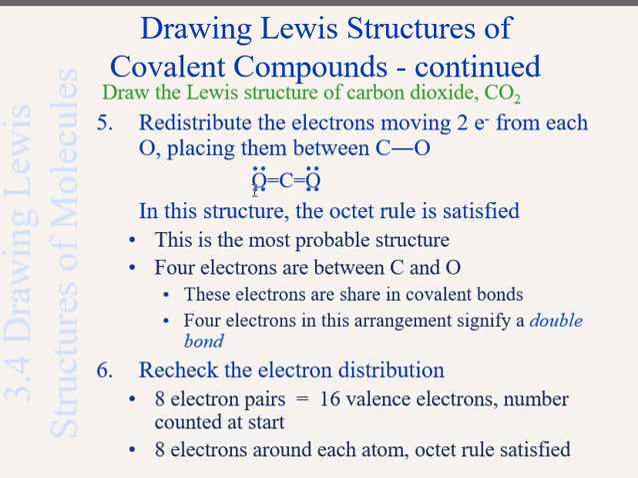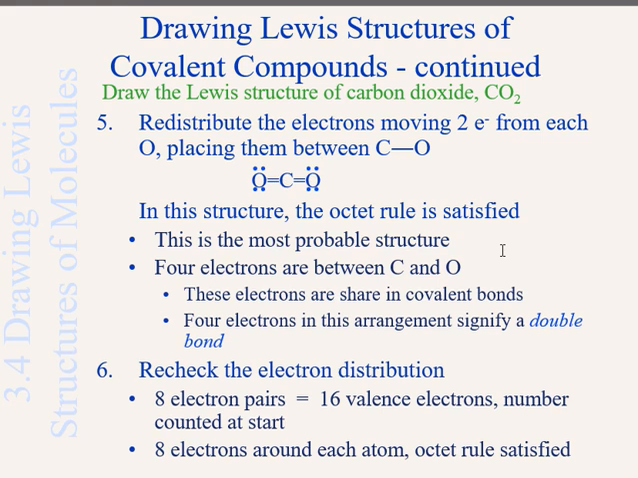Oxygen has 1, 2, 3, 4, and each bond is 2, 5, 6, 7, 8. This oxygen has 1, 2, 3, 4, each bond is 2, 5, 6, 7, 8. What about the central carbon? Does it have an octet? Yes. There are 4 bonds altogether, 2 double bonds. Each bond is equal to 2 electrons, so total of 4 here and 4 here for a total of 8 electrons.